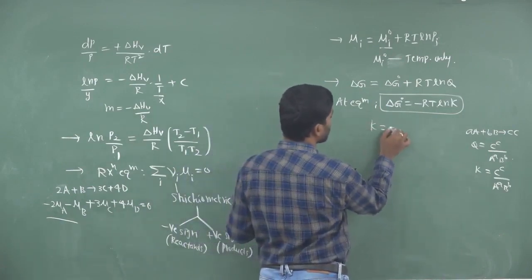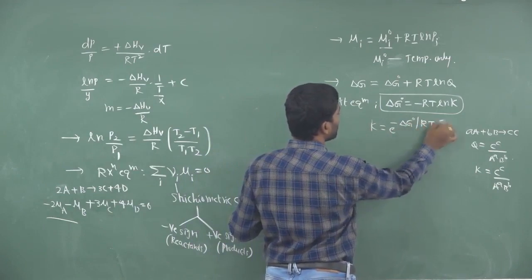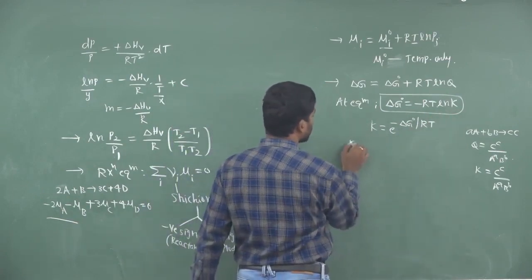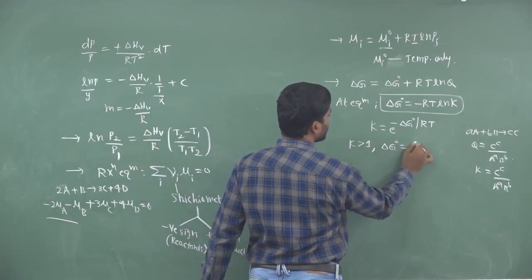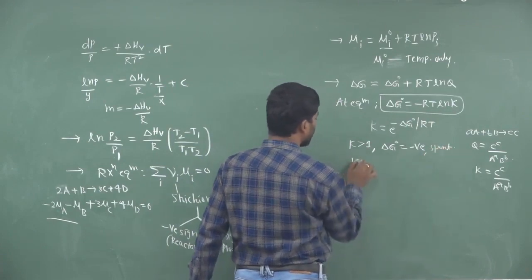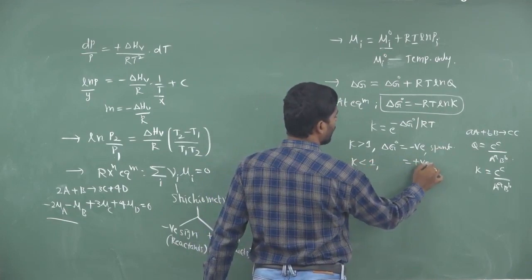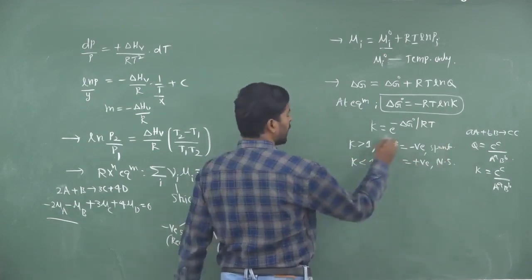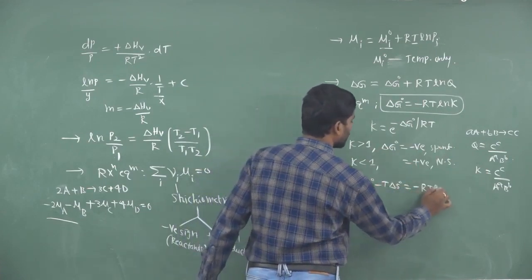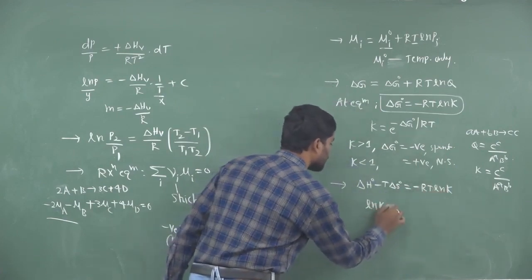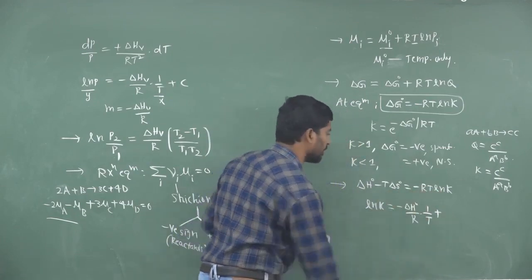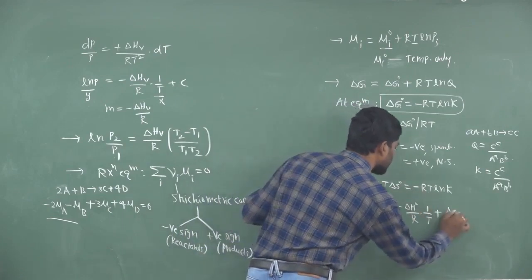From this we get the expression for K: K is equal to e power minus delta G naught by RT. If K is greater than 1, delta G naught is negative, which means spontaneous. If K is less than 1, delta G naught is positive, which is non-spontaneous. And delta G naught can be written as delta H naught minus T delta S naught, which is equal to minus RT ln K. So ln K is equal to minus delta H naught by R into 1 by T plus delta S naught by R, once the minus signs and T cancel.